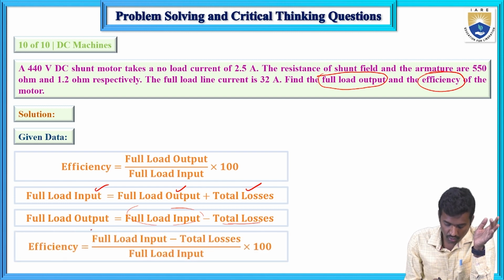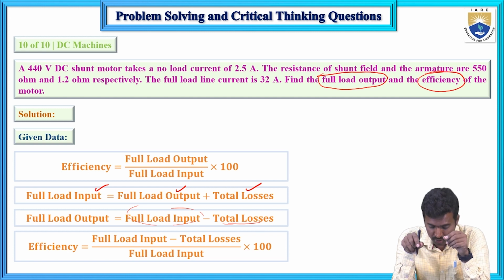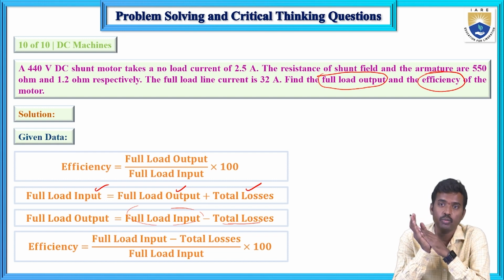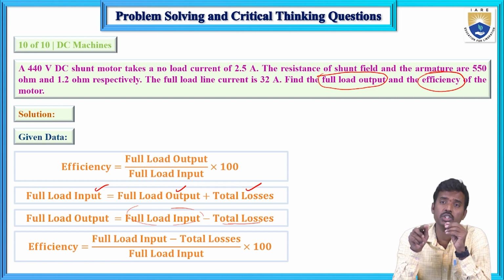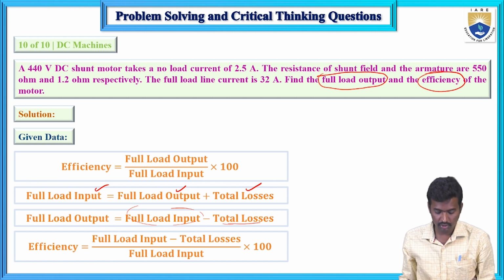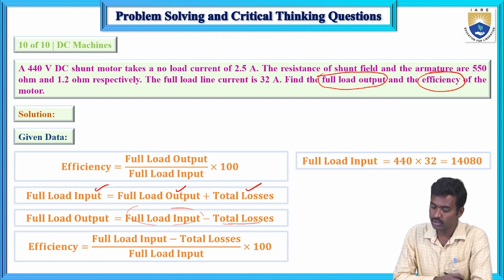Now efficiency equals full load input minus total losses divided by full load input into 100. Why are we taking full load input and total losses? Because here electrical energy is the input to the DC motor. If you want to calculate the efficiency of a DC generator, in that case it is full load output divided by full load output plus losses. In the generator case, output is the electrical energy. So keep that point in mind.